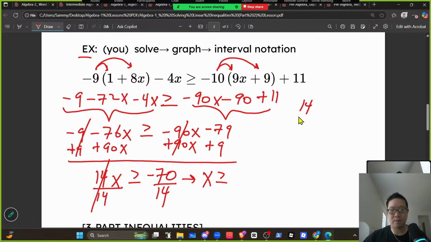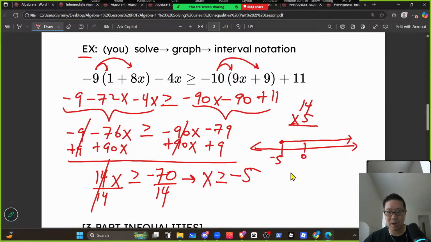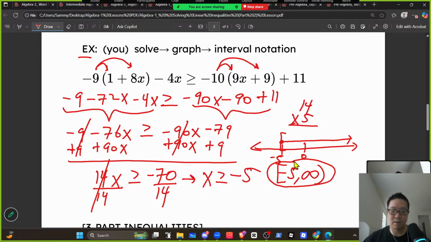Does 14 evenly divide into 70? Yeah. So negative 70 divided by 14 is negative 5. X is greater than or equal to negative 5. It's a non-strict inequality, so we're going to do a closed circle and point it all the way to positive infinity. To do interval notation, we're going to read off from the left. So we have negative 5, square bracket, and then positive infinity. Is this what you got? Yeah. Okay, good.